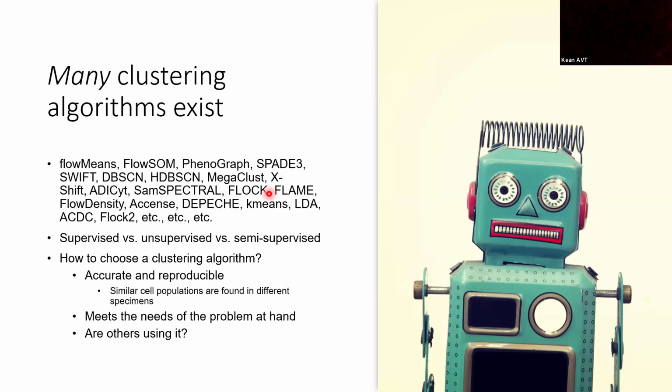So how can we choose a clustering algorithm? We want something that's accurate and reproducible, where similar cell populations are found in different specimens, and it's repeatable. Of course, it meets the needs of the problem at hand. And then another question is, are other people using it? If somebody else is using it, it probably means that they at least think it's good and useful.